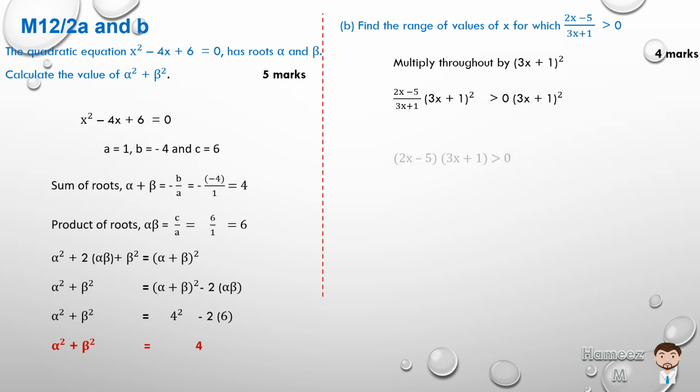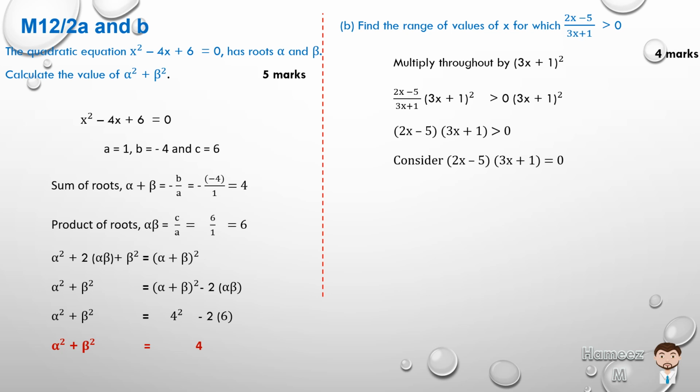On the left hand side, the denominator 3x plus 1 will cancel with one of those. So we're left with (2x minus 5) times (3x plus 1) is greater than 0, because 0 times anything on the right hand side is 0. So we now have a linear times a linear, which means we have a quadratic on the left hand side is greater than 0. So let's consider that this was a graph, and let's look for the roots.